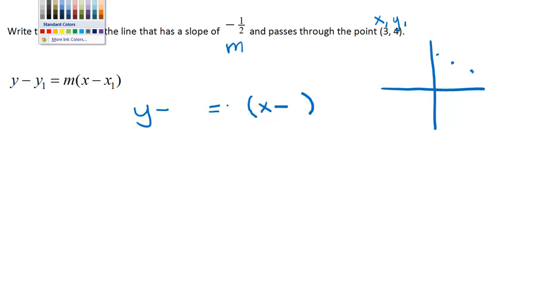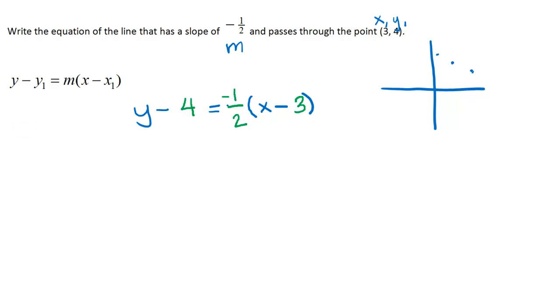And so I want to fill in the blanks with all my information. This m right here goes right here. So it's -1/2. Remember, that means down 1, right 2, or up 1, left 2. And this 3 goes in the x spot right here, and the 4 goes in the y spot. Okay, that's really it. I'm done writing the equation of the line.